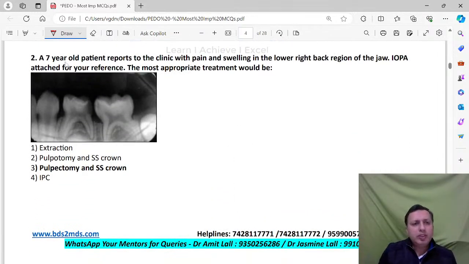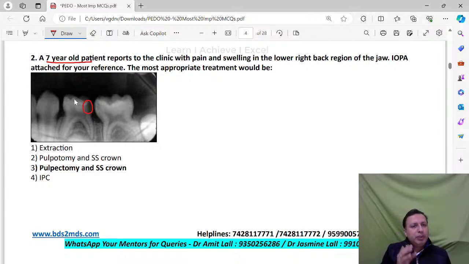Now, the next question is, a 7-year-old patient reports to the clinic with pain and swelling in the lower right back region of the jaw. The IOPA is attached for reference. The most appropriate treatment would be. Now, the age of the patient is 7 years old, so we know that the tooth involved is the mandibular primary first molar, and there is pulpal involvement. There is pain, there is swelling.